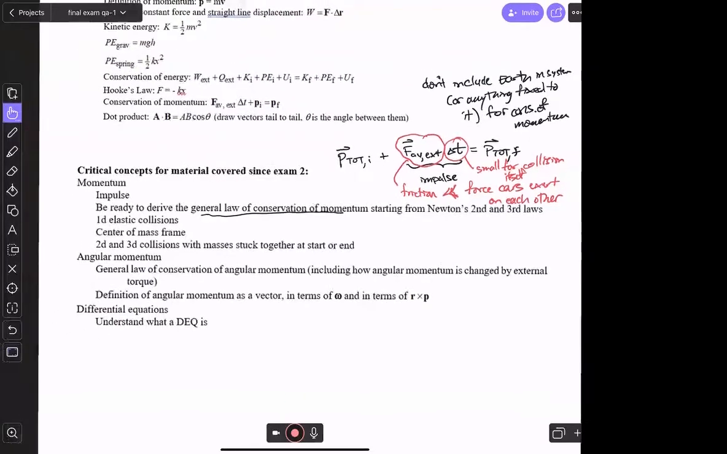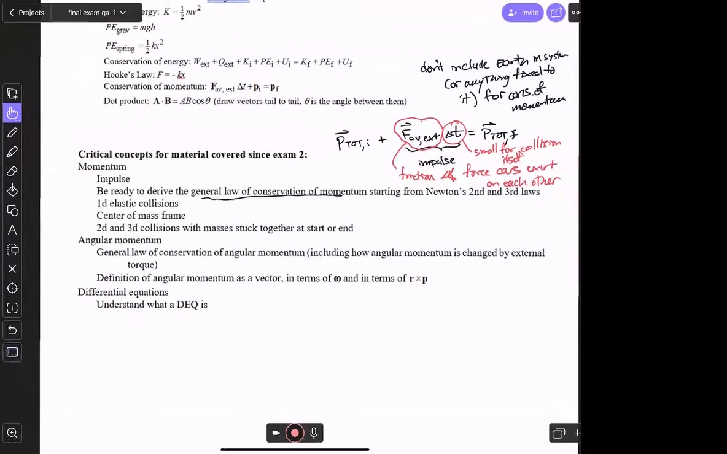Professor, are there situations where we can consider impulse to just be change in momentum? Yes, absolutely. That's another way to think about it: the impulse is a change in momentum.